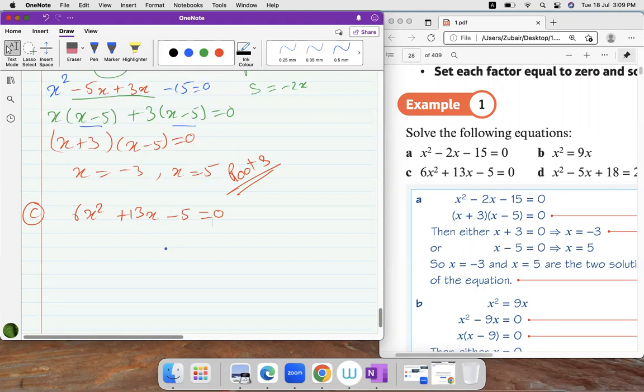We have three students and only one is responding. I should be assuming that others are understanding this. Yes. Okay, take half a minute and try this question.